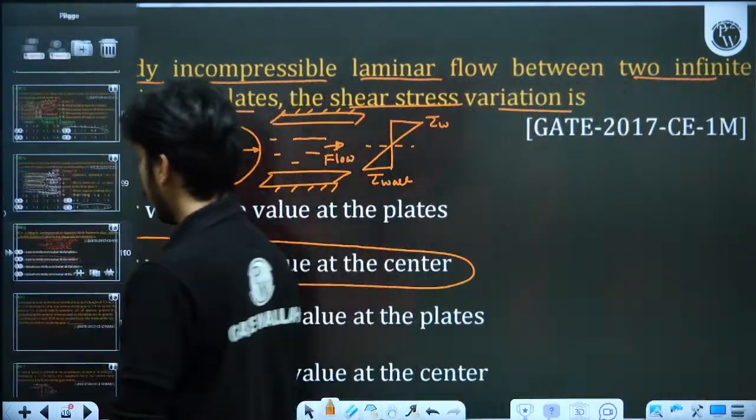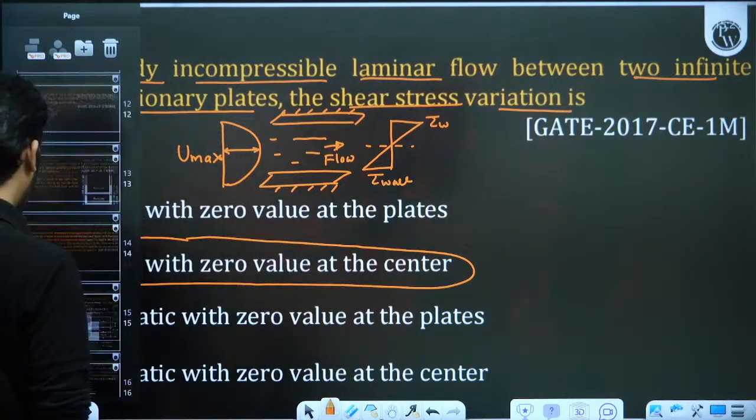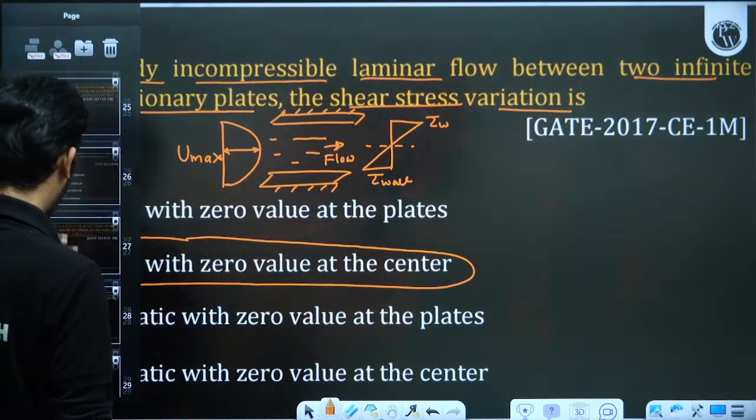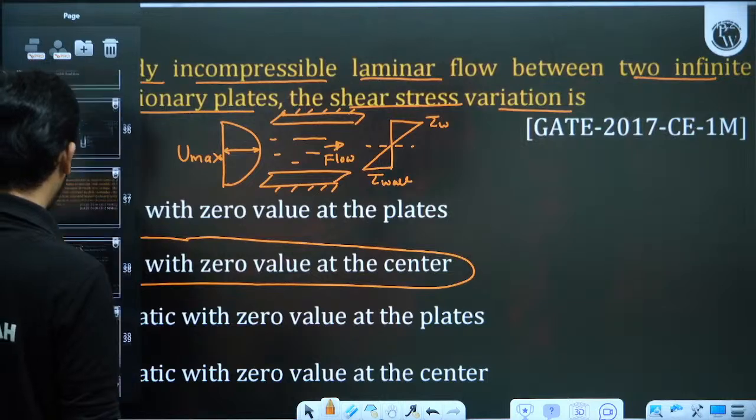Okay, let's move to the next question. Now let us do 1 or 2 questions more for 1 mark, then we will be moving towards the 2 marks questions only.